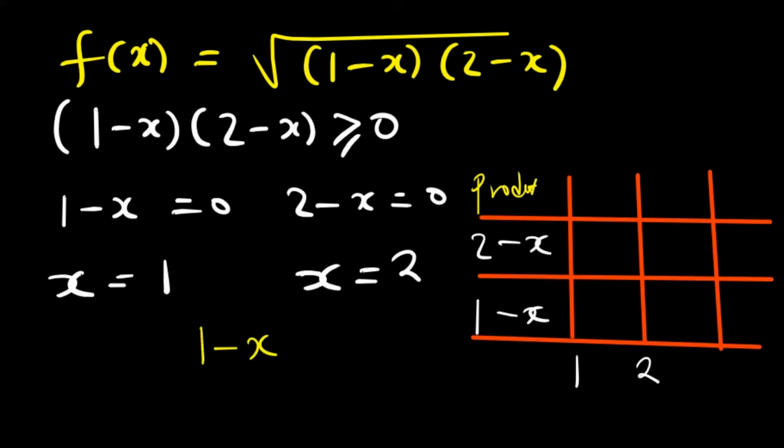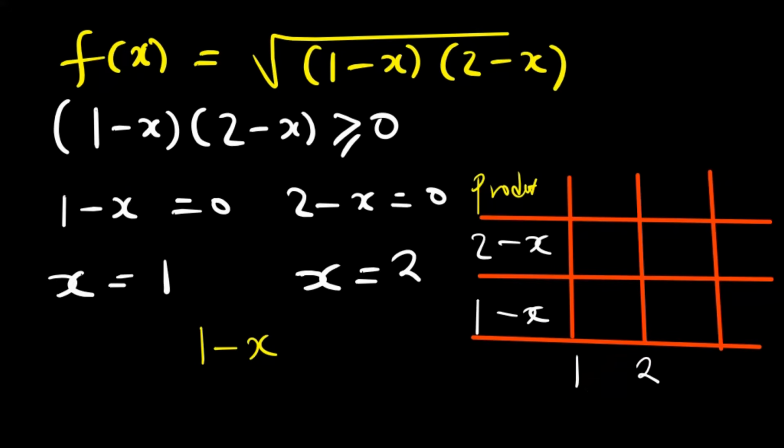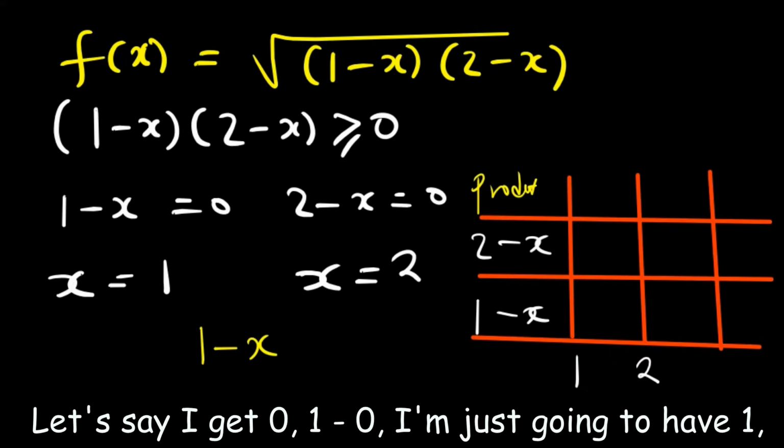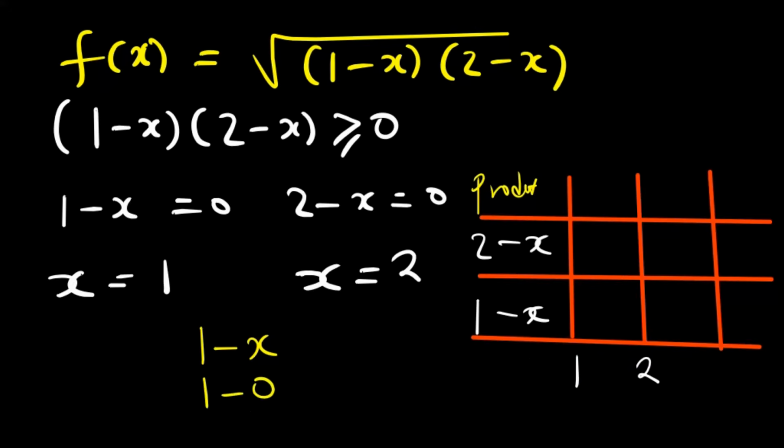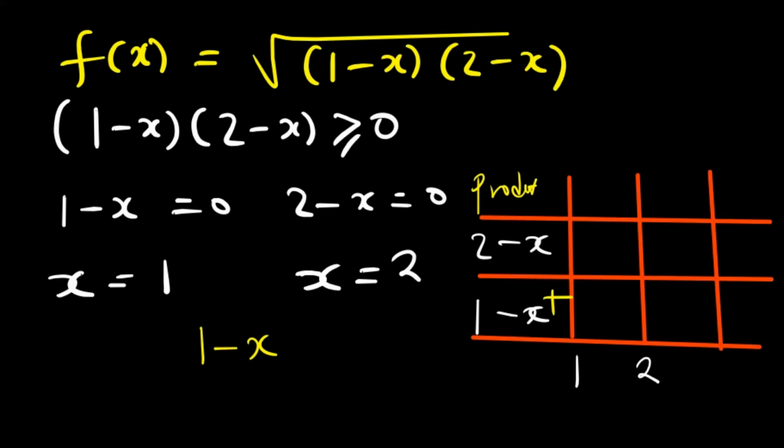where there is 1 here, if we get any number that is less than 1 and we put it in this equation, what are we going to have? Let's say I get a 0. 1 minus 0, I'm just going to have a 1, which is a positive number. So I'm going to have a positive number here. Then if I get any number between 1 and 2, let's say 1.5, 1 minus 1.5 will give me a negative number.